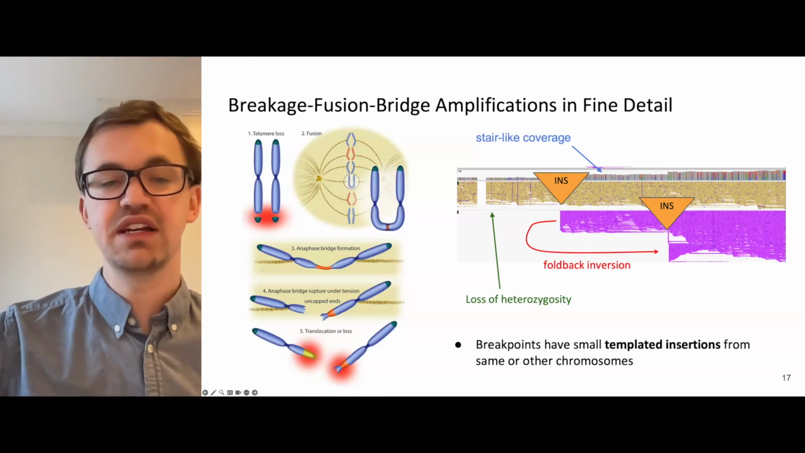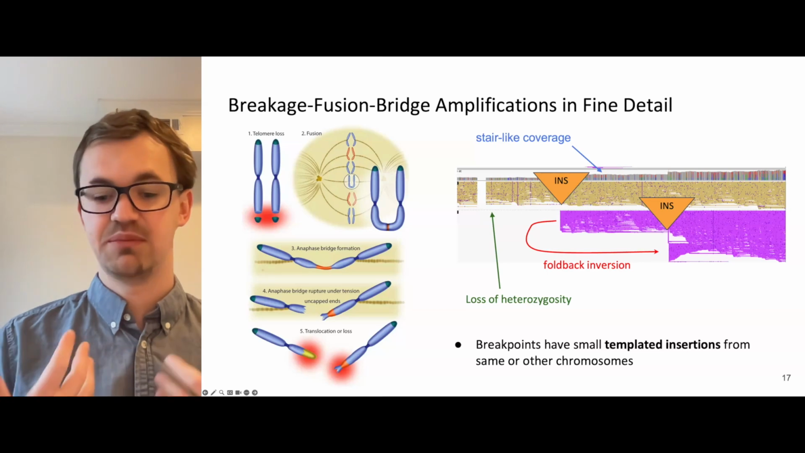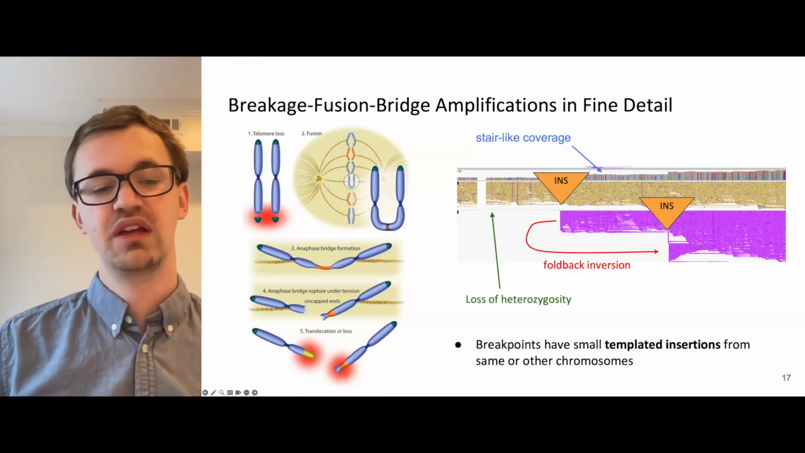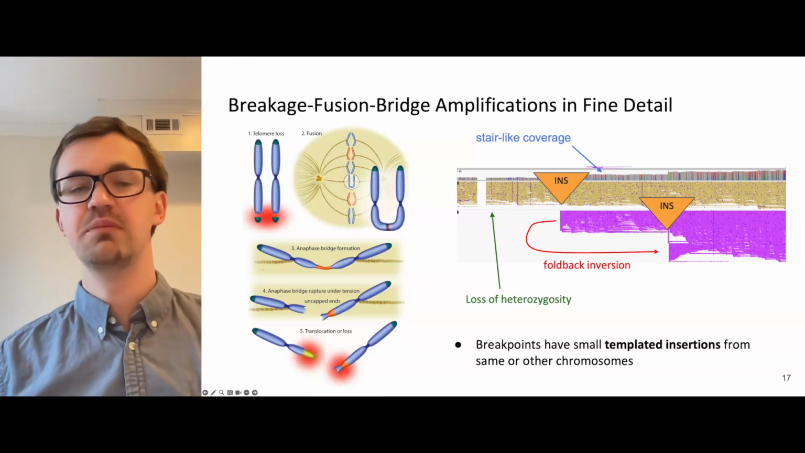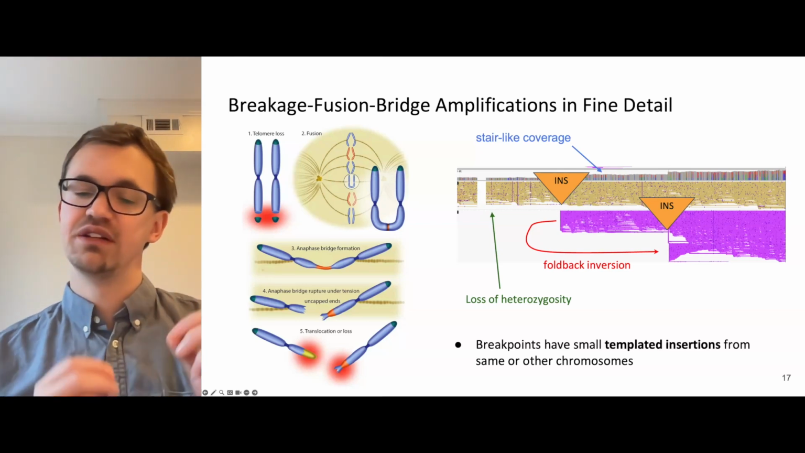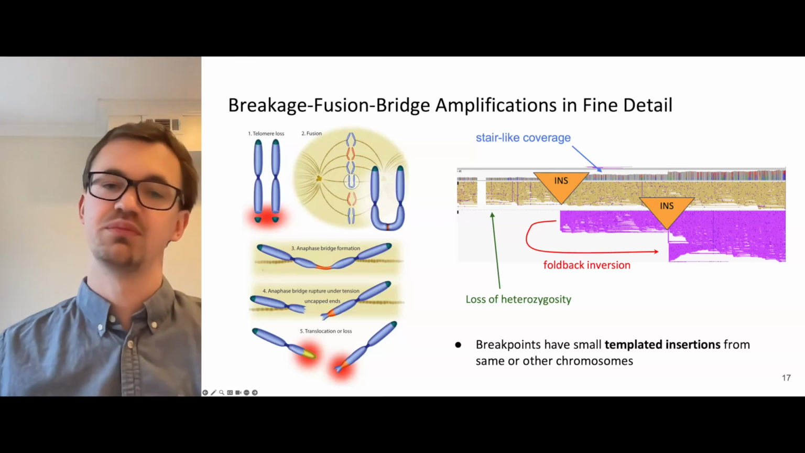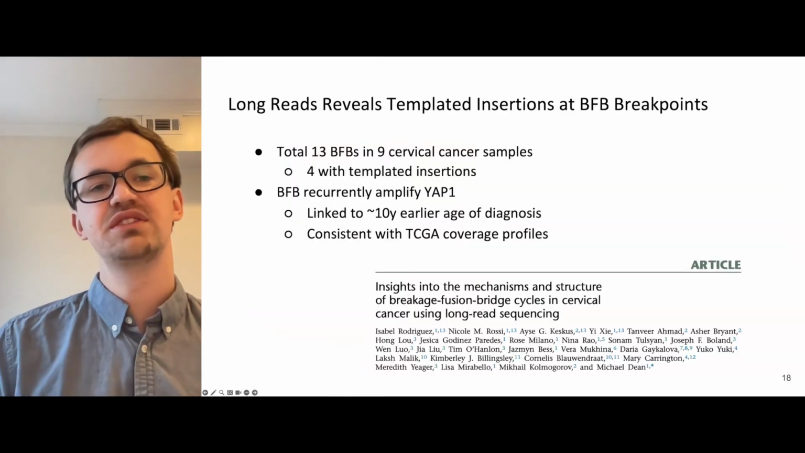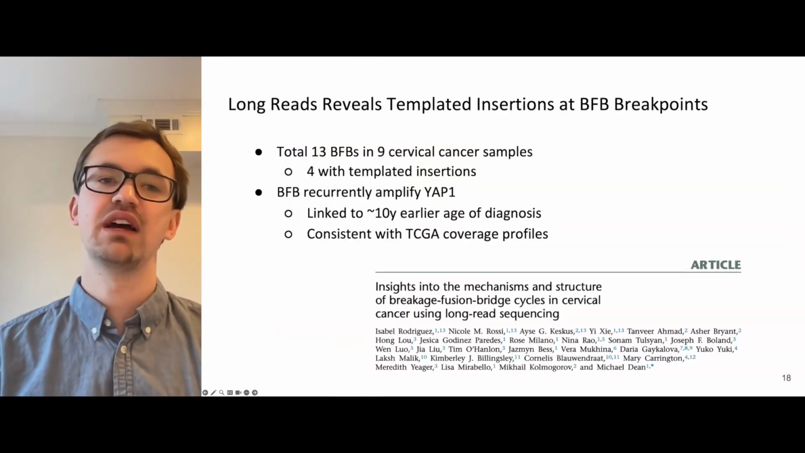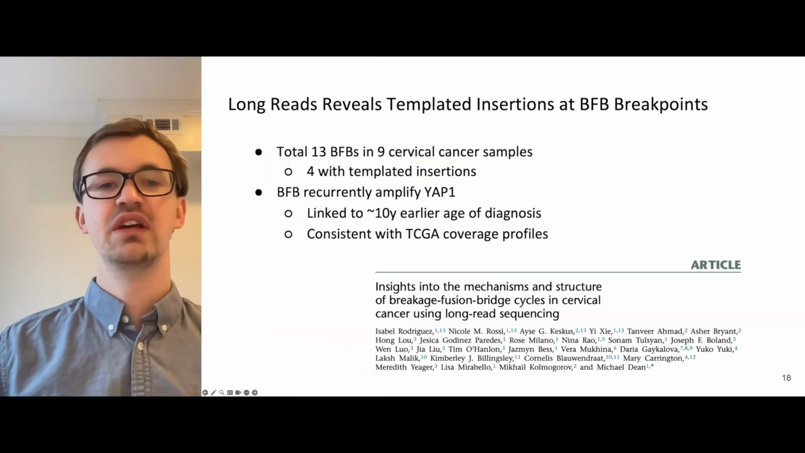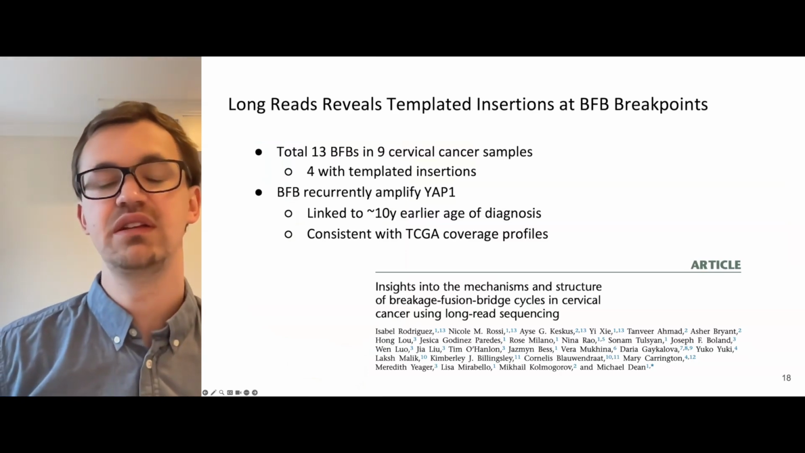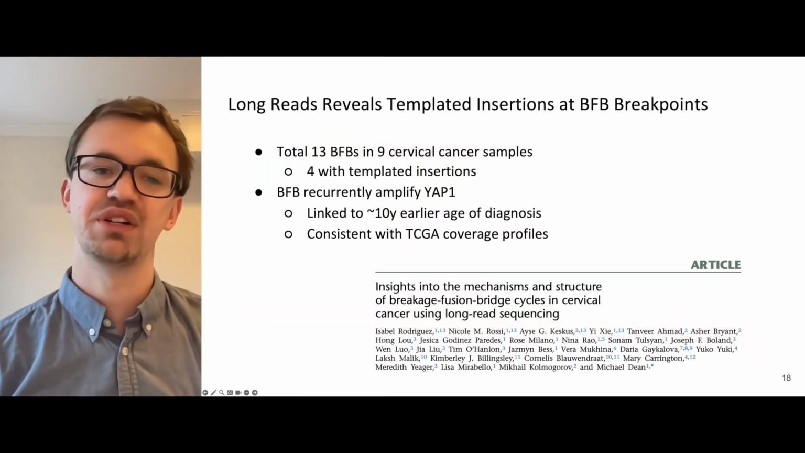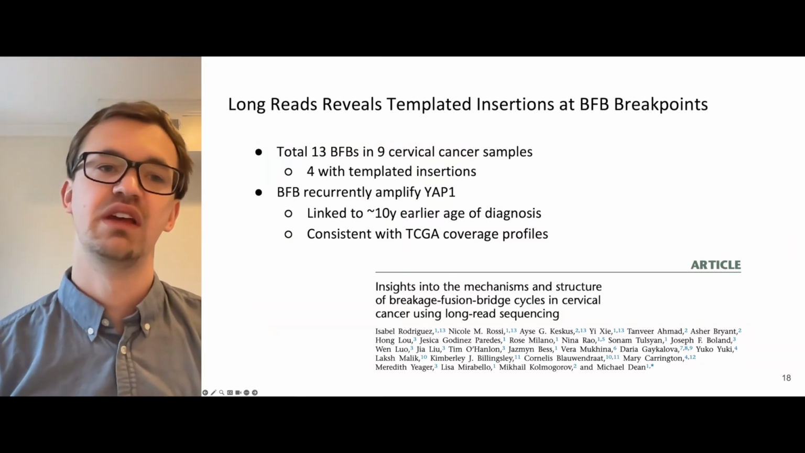And this kind of makes sense because you have double-stranded breaks and you have all kinds of mutational processes going on, and maybe you can get a templated insertion from a template sequence from another chromosome. So we studied this in a panel of 9 cervical cancer cell lines. This is a collaboration with the Michael Dean lab. As you can see, this has recently been published, so I encourage you to check out this paper for any details.